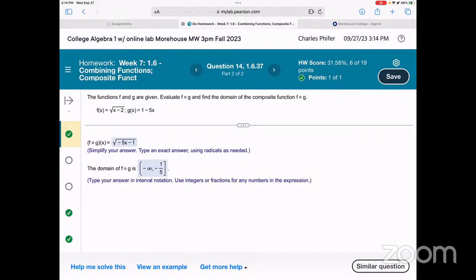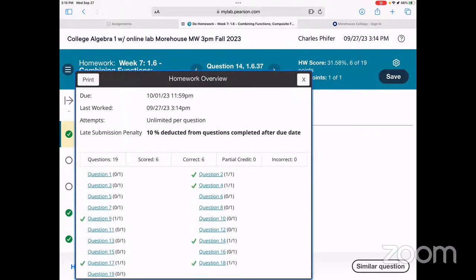Hey, Google, give me a random number between 1 and 19. Here's a random number, 10.